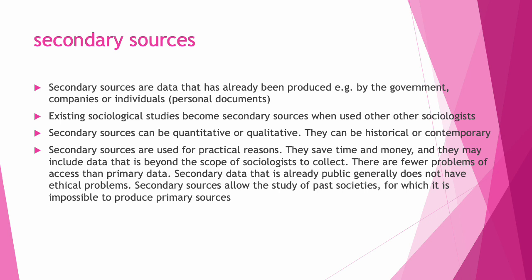Secondary sources are used for practical reasons. They save time and money, and they may include data that's beyond the scope of sociologists who collect their own. There are fewer problems of access than with primary data. Secondary data that's already public generally doesn't have ethical problems. Secondary sources allow for the study of past societies for which it's impossible to produce primary sources.